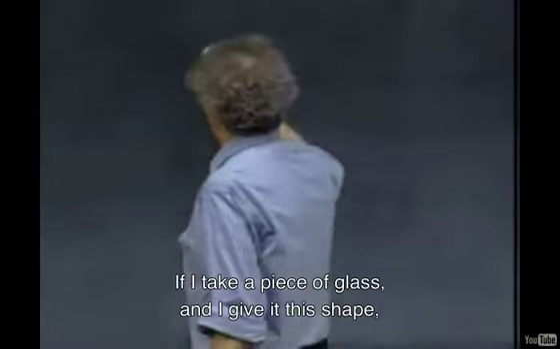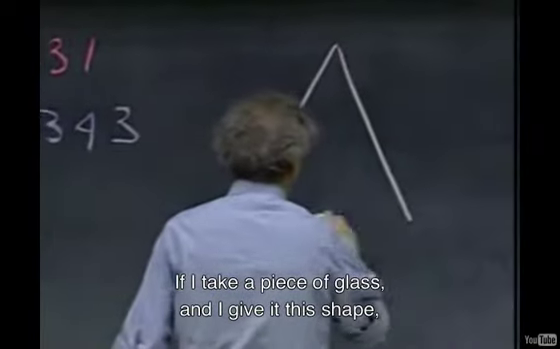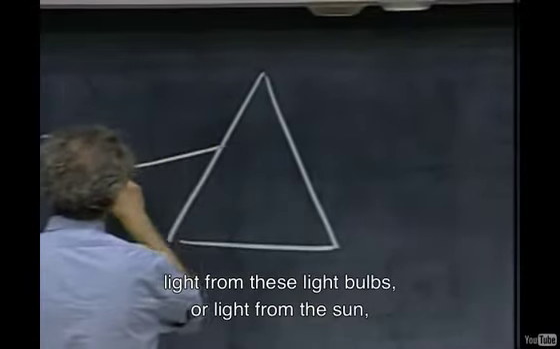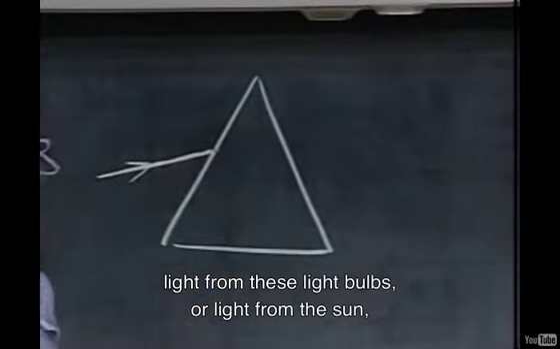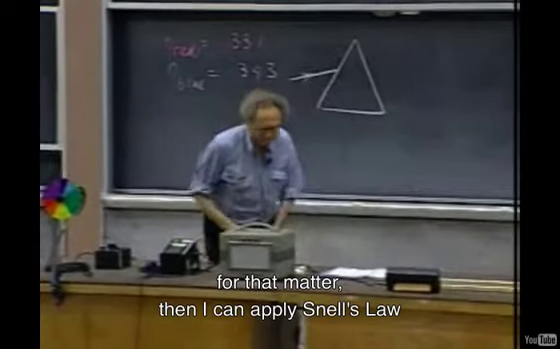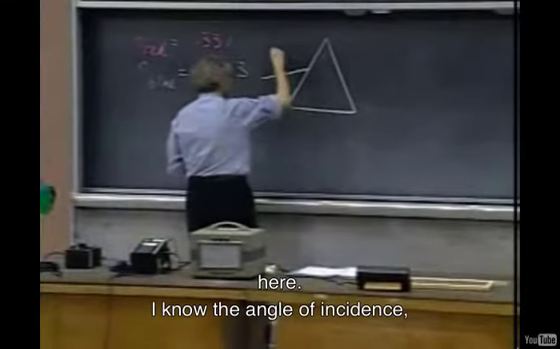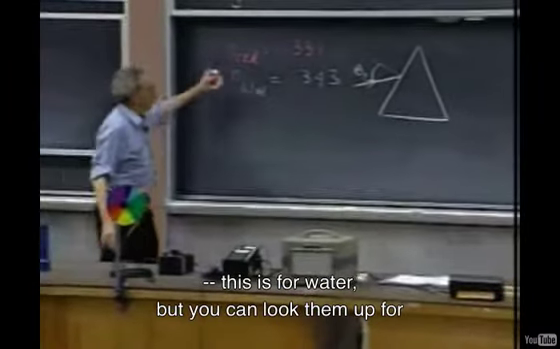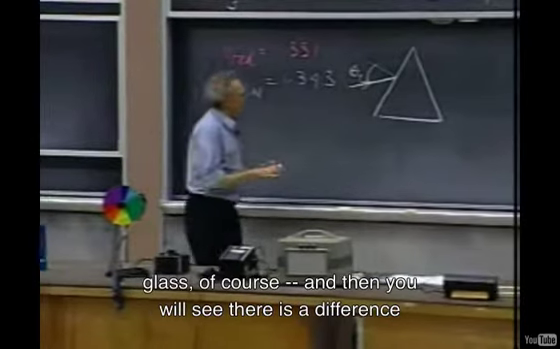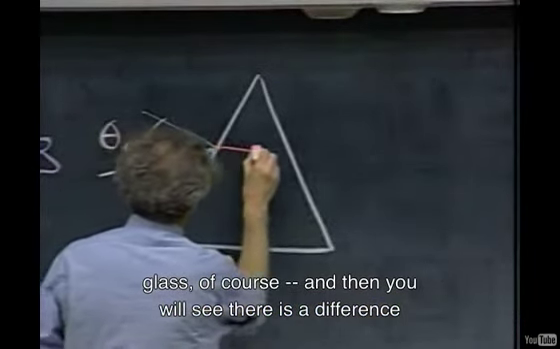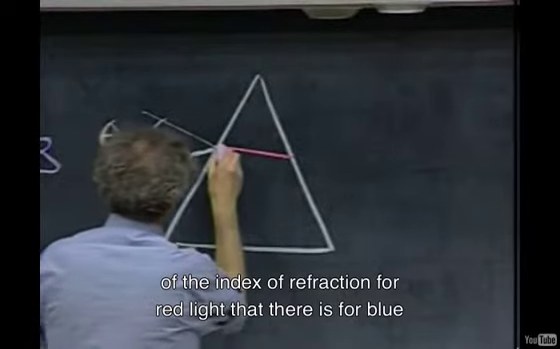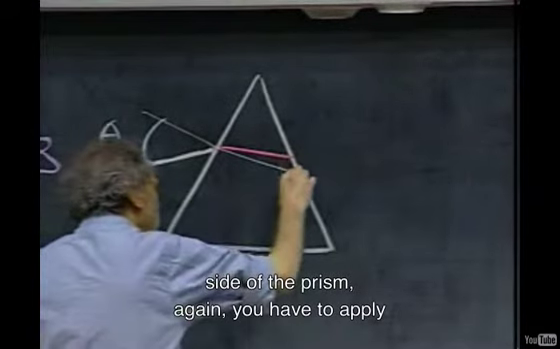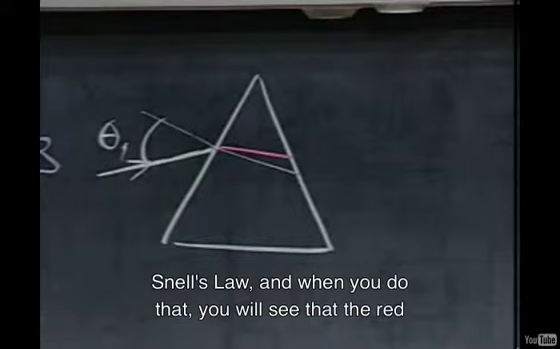If I take a piece of glass and I give it this shape, the shape of a prism, and I shine some light on here, light from these light bulbs, or light from the sun for that matter, then I can apply Snell's law here. I know the angle of incidence, theta 1. I know the index of refraction, this is for water, but you can look them up for glass, of course. And then you will see there is a difference of the index of refraction for red light and for blue light. And so, when you reach this side of the prism, again you have to apply Snell's law.